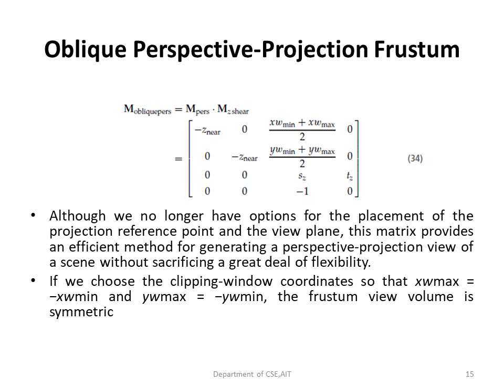This is because the projection reference point is now at the origin of the viewing coordinate frame. So if I make ZPRP equal to 0 and ZVP equal to Z near, I am going to express the first two diagonal elements of this matrix in terms of the field of view angle and the clipping window dimensions. These are some of the things we have to keep in mind when we go for the oblique perspective projection frustum.